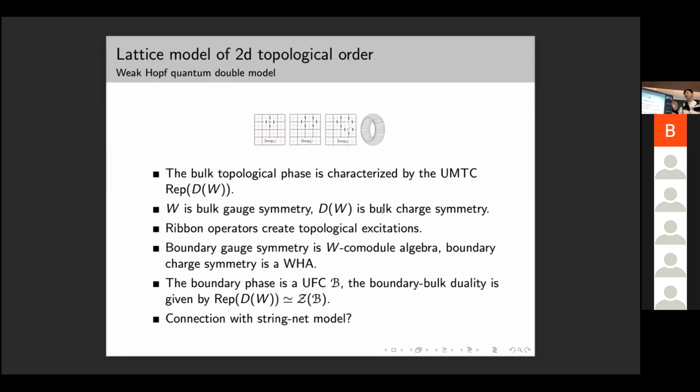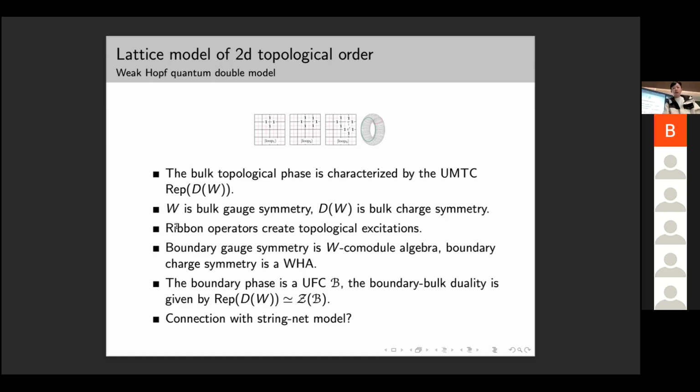This is a general phenomenon. For a given non-chiral topological phase, we can find the gauge symmetry and we can find the charge symmetry, and they are related by the quantum double. But we know that the gauge symmetry and the charge symmetry are not unique. Because for the DW, this quantum double, its representation category may be equivalent to another category. This category has a quantum symmetry that is not DW. So they are unique only up to categorical Morita equivalence.